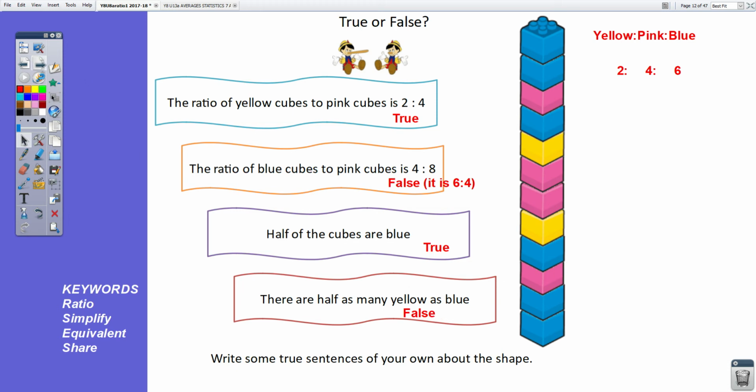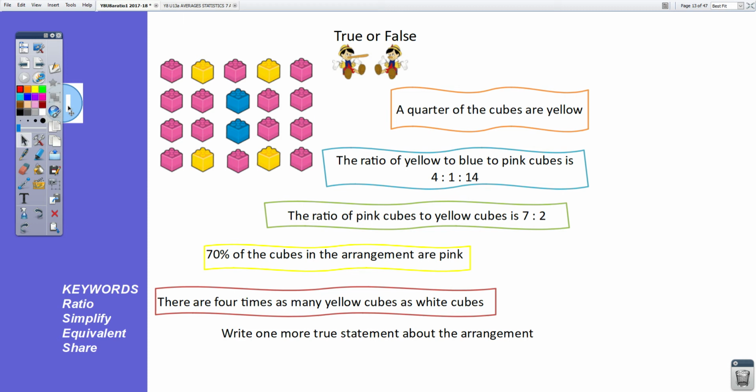Moving on. Some more true or false statements, this time about the bundle of cubes here on the left hand side. Again, pause the video, press play when you're ready to check how you've done.